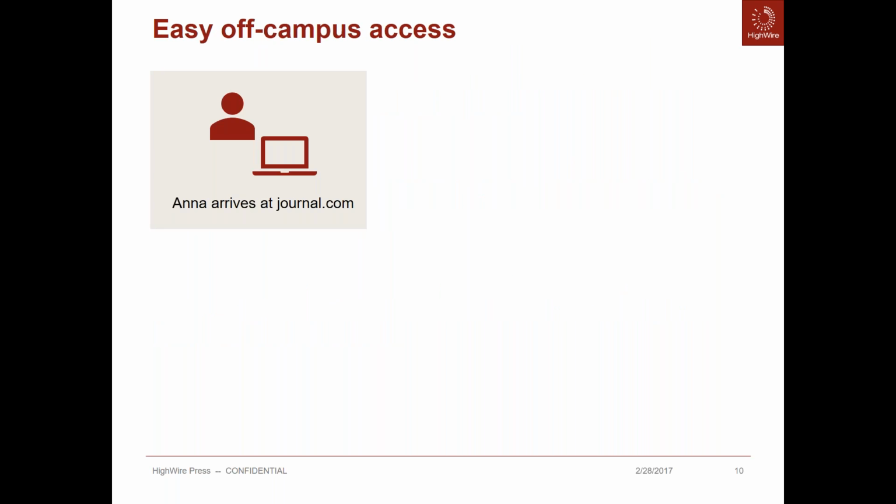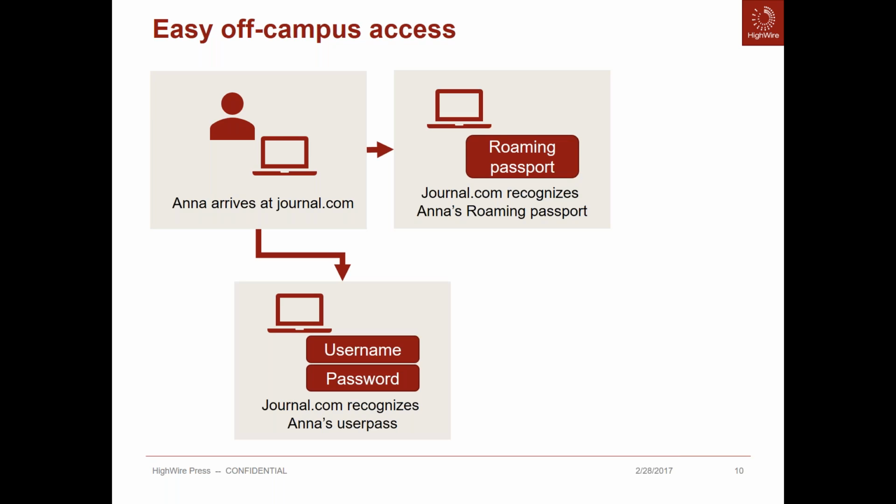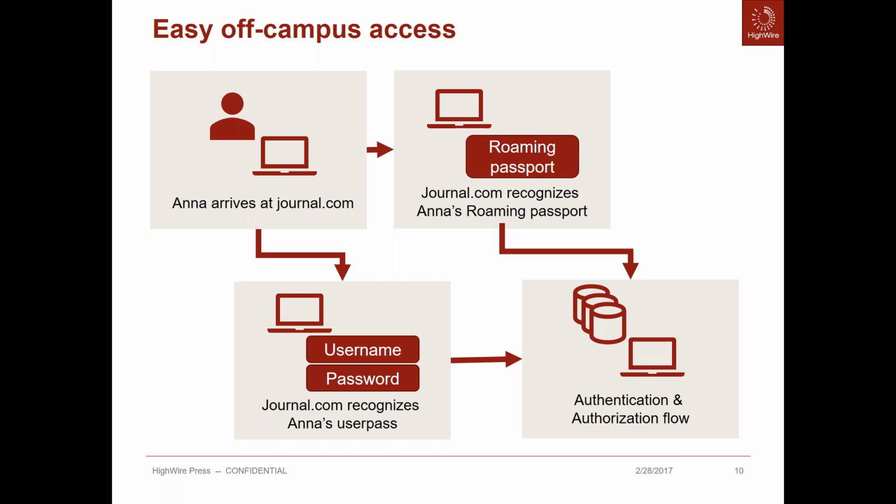So going back to our little step-throughs, Anna has arrived at journal.com, and she's got two options. Either journal.com recognizes Anna's roaming passport because she's used her device within the bounds of the IP at some point in the last 30 days, or Anna can add her own username and password in, and because she's got a remote access agreement, she flows into the authentication and authorization workflow, and either way gets access to her full institutional holdings without having to go through a VPN.